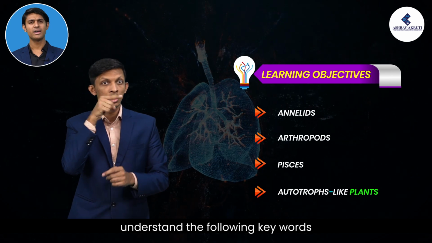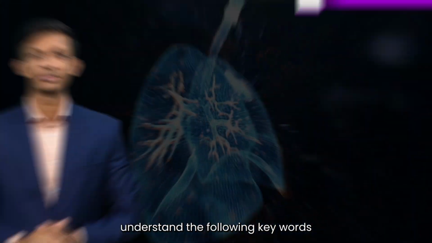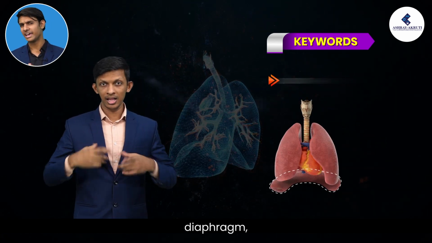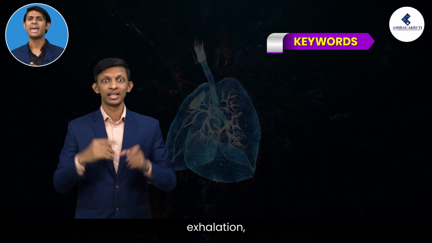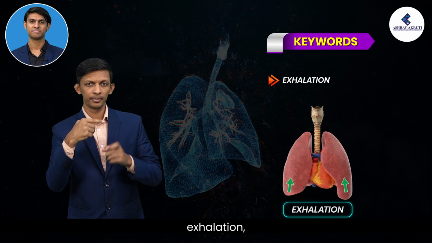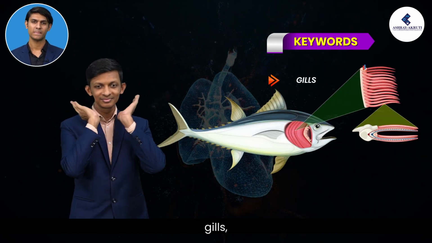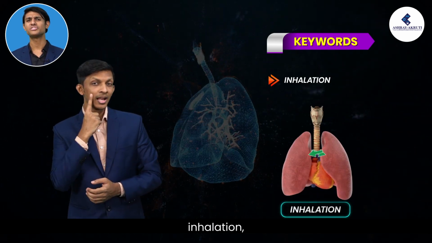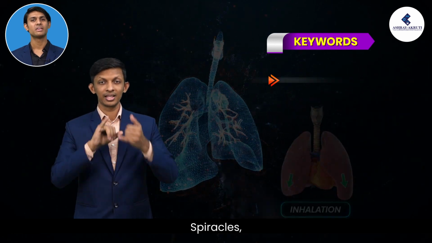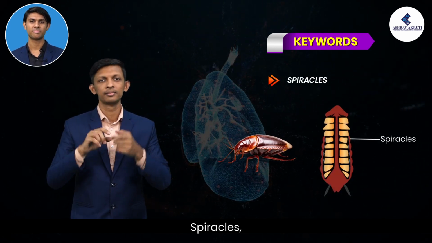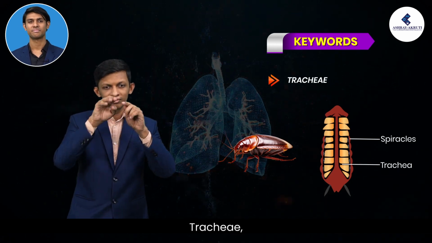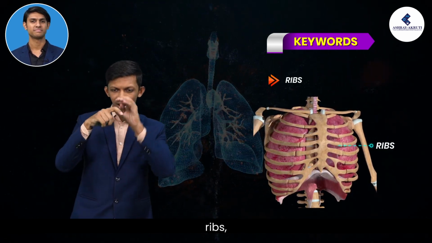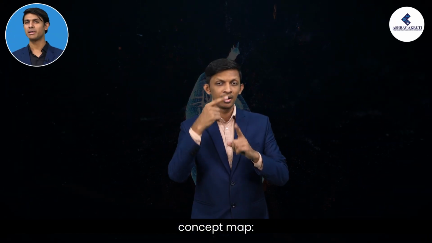Before going to the concept, understand the following keywords. Keywords: breathing rate, diaphragm, exhalation, gills, lungs, inhalation, spiracles, trachea, ribs, concept map.